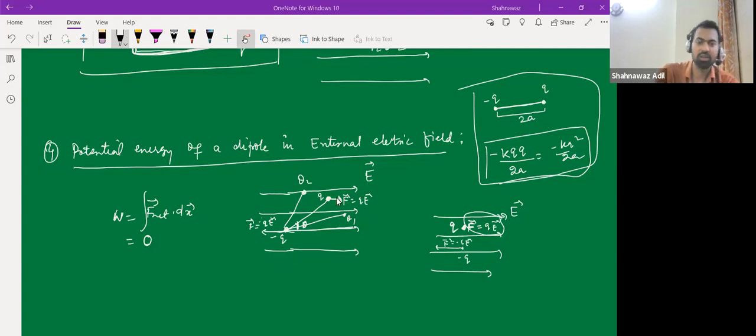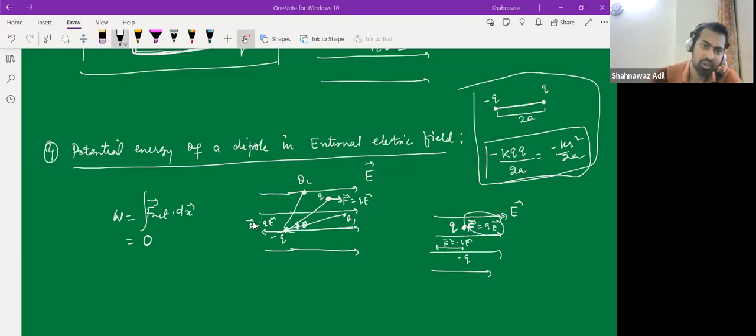So there will be some torque, right? If there is some torque, then there would be some work done due to this torque. Work done due to this translation force would be zero, but we are moving this dipole. But this movement is rotational. So we are changing the angle of this dipole. Angular distance is changed, so there would be some work done.